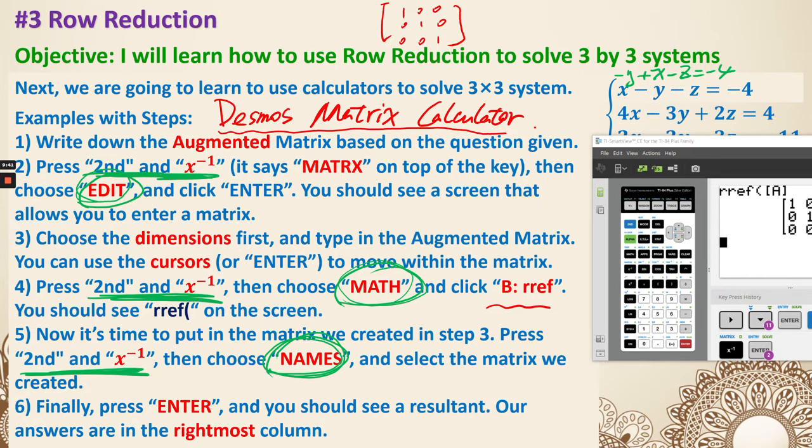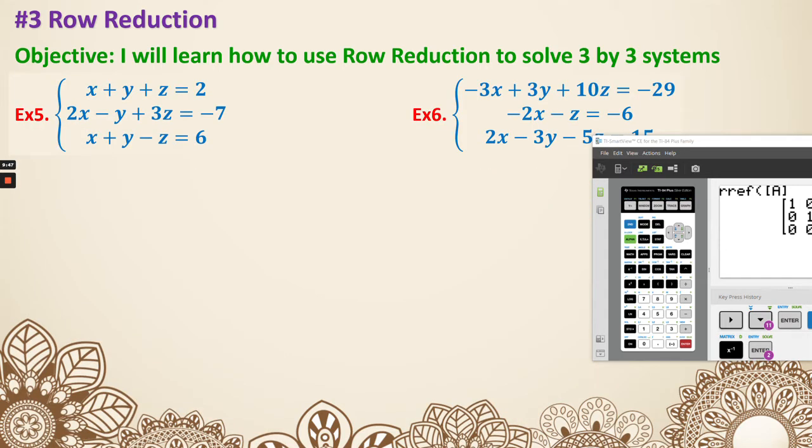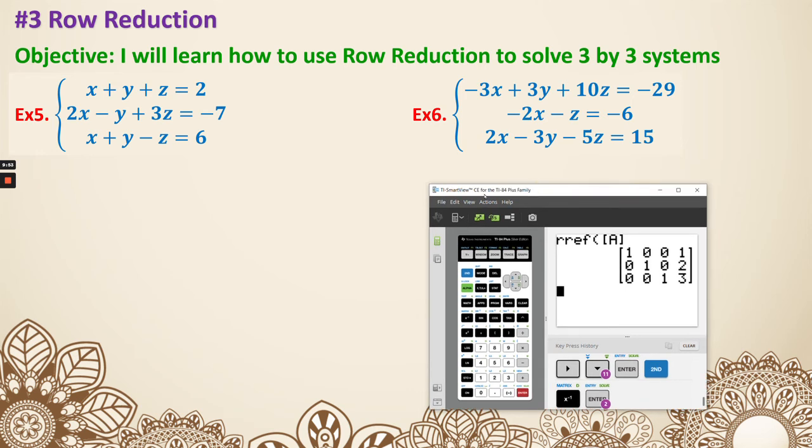Now let's move on to do a few more examples for you to go through that process again. So example 5. I'm going to keep my calculator on the side that I'm not using. For example 5, we are going to start by writing down the augmented matrix. So 1, 1, 1, 2. 2, -1, 3, -7. Then 1, 1, -1, 6.